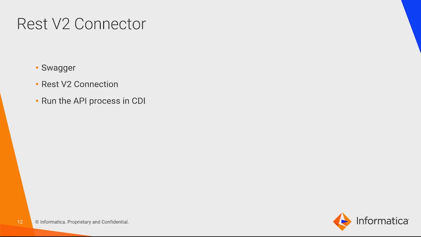Now, the REST v2 connector. We can use these API resources from Informatica Cloud and create a Swagger file with those resources. Once we have the Swagger file, we can create a REST v2 connection. Once we have the REST v2 connection, we can use that in the mapping to read data or write data, to REST sources or targets.